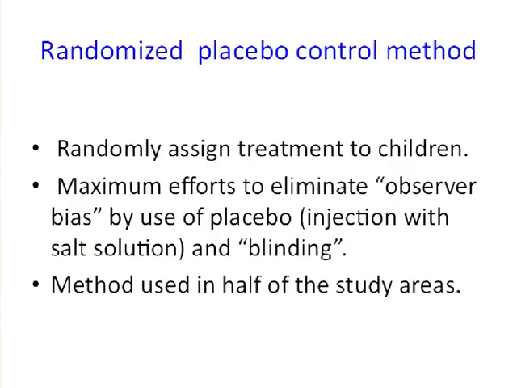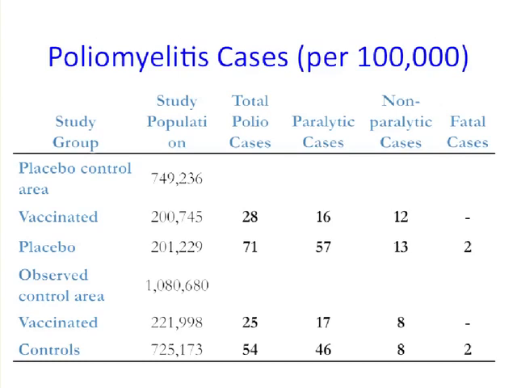So in essence, this is a randomized placebo, double-blind, controlled experiment. So we randomly assign the treatment to children, and this method was used in roughly the other half of the study areas. All right, so here's the data. Hopefully you can all see it. Why don't you just concentrate on the total polio cases. Now these total polio cases are being reported per 100,000 children.